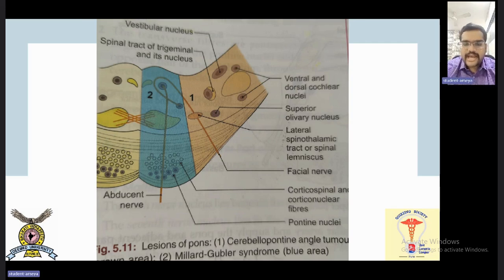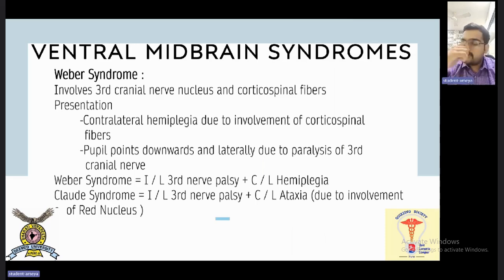Again, the diagram is taken from BD Chaurasia. So lesions of the pons are in the blue box, and you can see the Millard-Gubler syndrome, that is number 2. Now, moving on to your ventral midbrain syndromes. Under midbrain syndromes, you can have ventral and dorsal midbrain syndromes. In ventral midbrain syndrome, the first is the Weber syndrome.